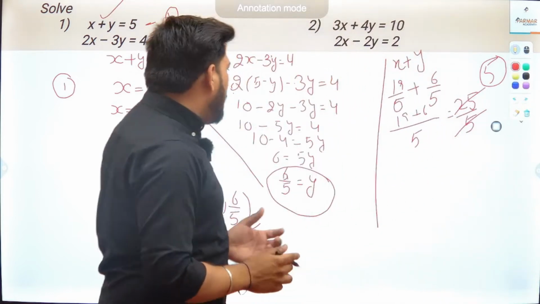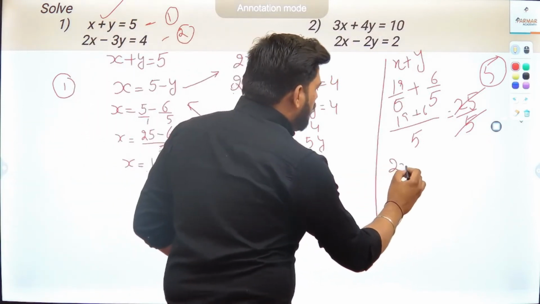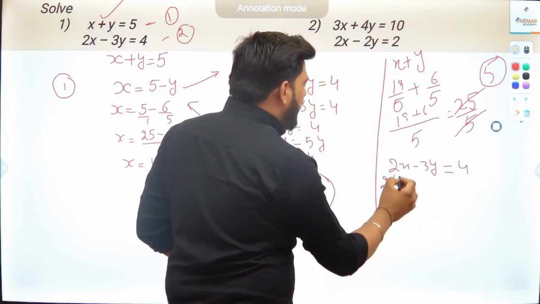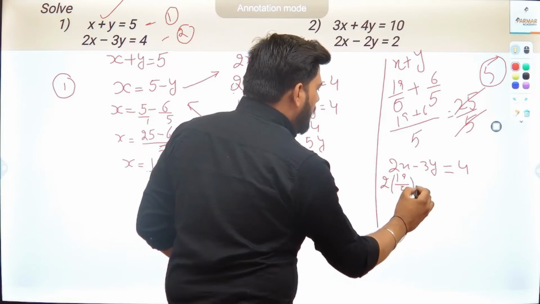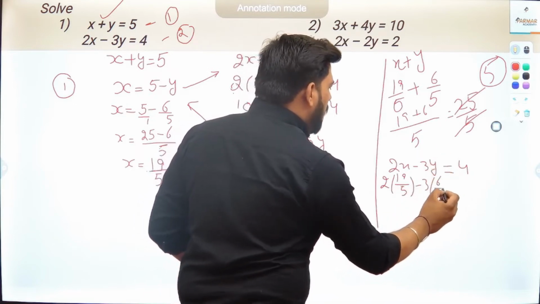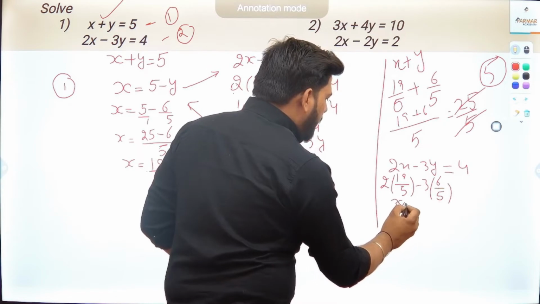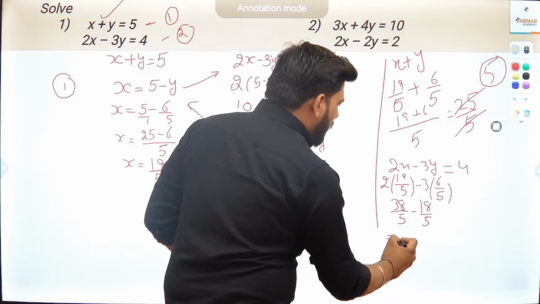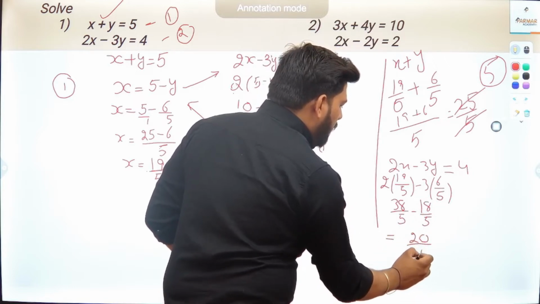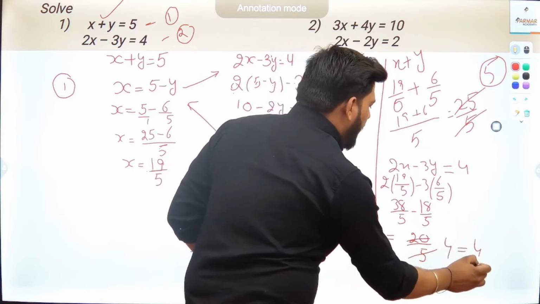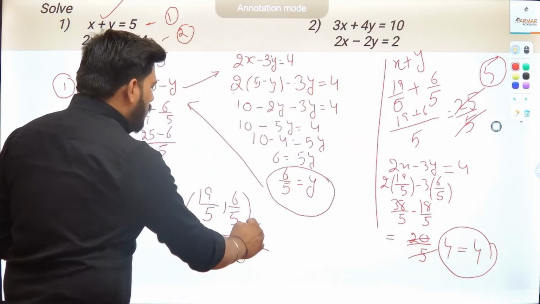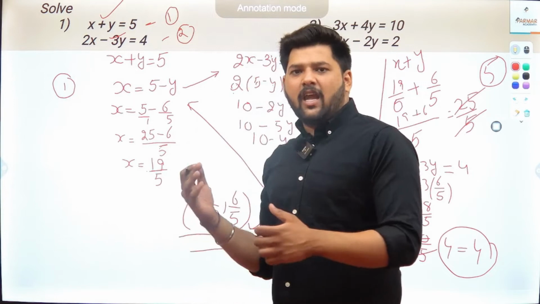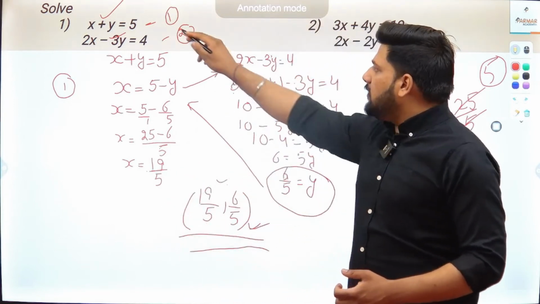Now, let us try the second equation, that is 2x minus 3y is equal to 4. 2 into x, that is 19 upon 5, minus 3 into y, that is 6 upon 5, that is 38 upon 5 minus 18 upon 5, that is equal to 20 upon 5, and that is 4, equal to the right hand side. So, the solution also satisfies equation number 2. That means our solution satisfies both the equations simultaneously. So, this is the correct answer for this system of equations.